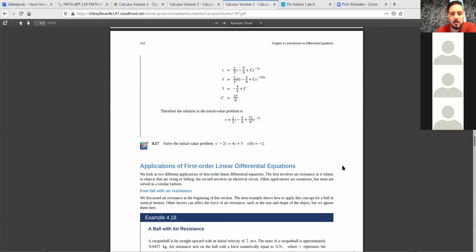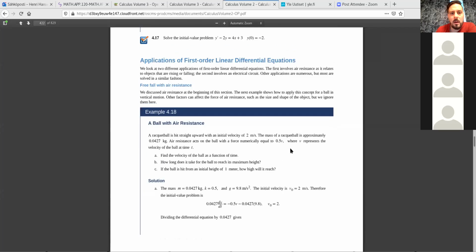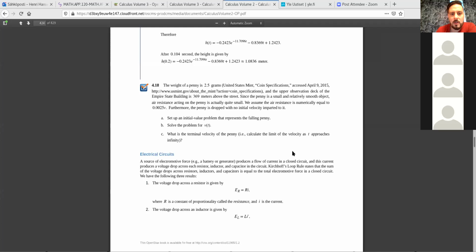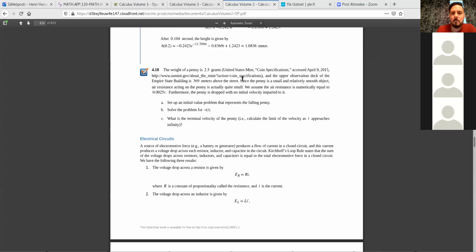So there are other situations here. There were applications of first order linear differential equations. One was like if you have a ball, you throw a ball up and it comes down, you have air resistance, which acts against gravity when it's going down, and actually acts in the same direction as the gravity when you go up. It's a little bit trickier than that. Here's another example where you can do this and so forth.